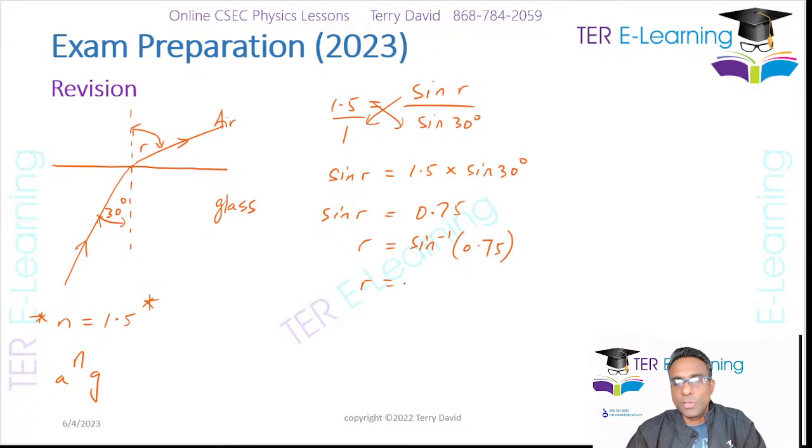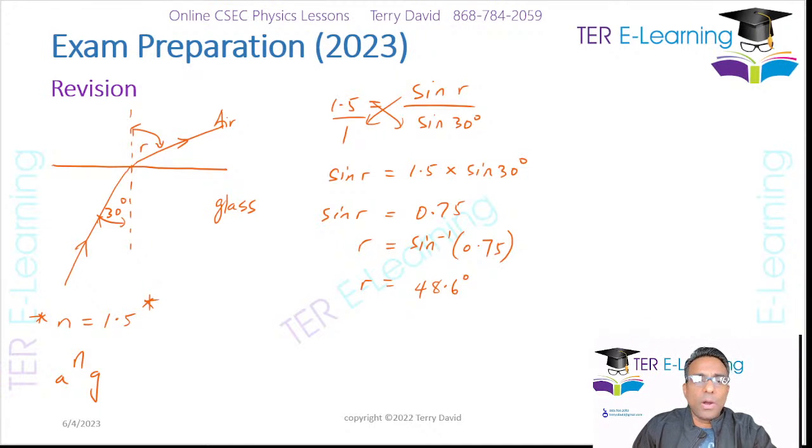Now this is one of those tricky questions that people generally get wrong in the exam. So this is about 48.6 degrees. Some people actually got it correct. Now there are two other things they can ask you here.